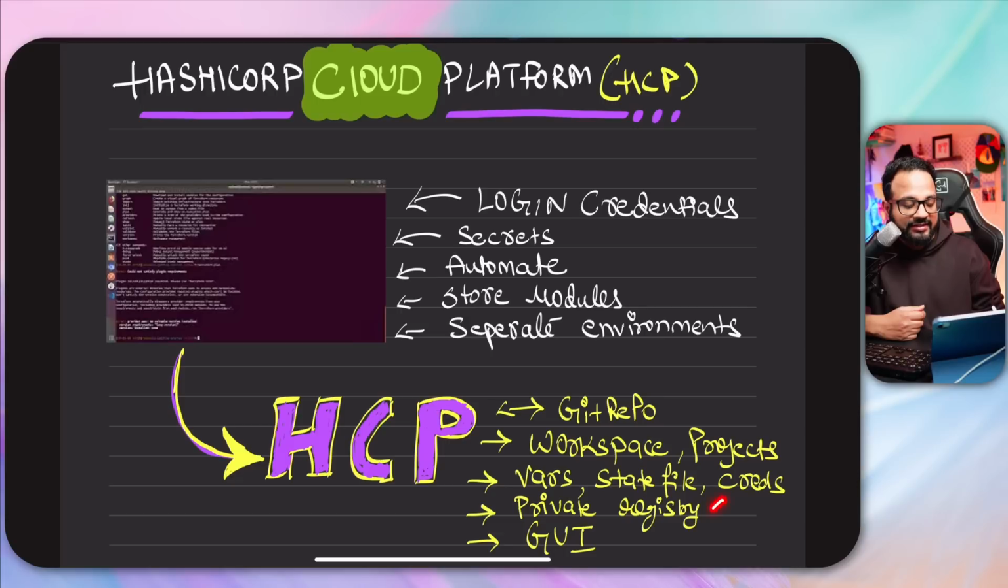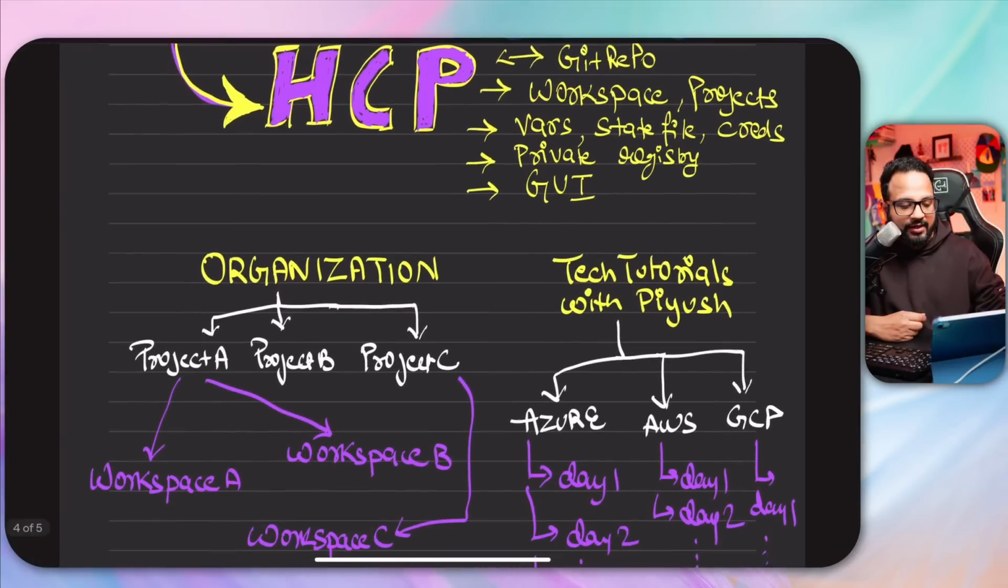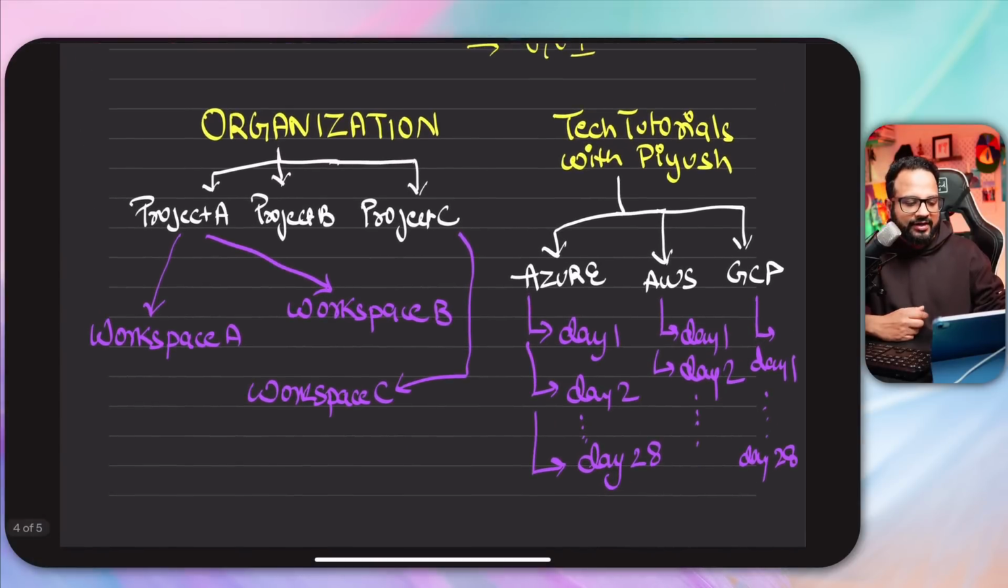And then you have access to the private registry. So there is a section in which you can upload your private modules and it will serve as a registry without going out to the internet to download or to upload the packages. And everything will be done with the help of a GUI. You have the option for CLI as well, but it will make things simplified for you with the help of GUI. Now let's talk about the organization of it.